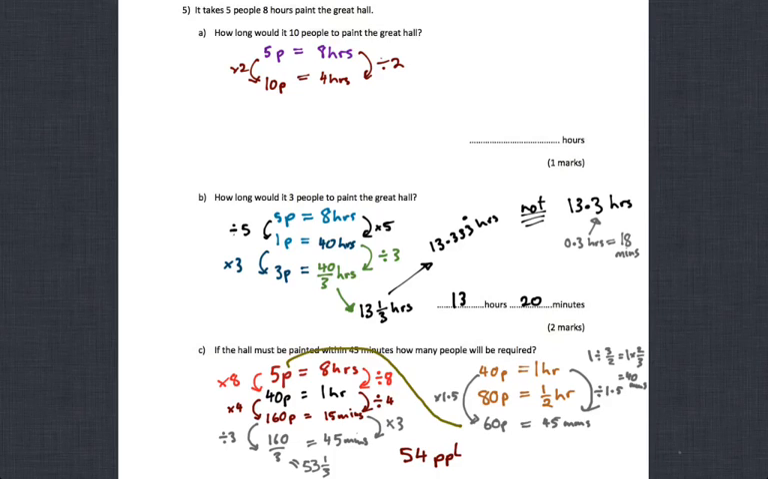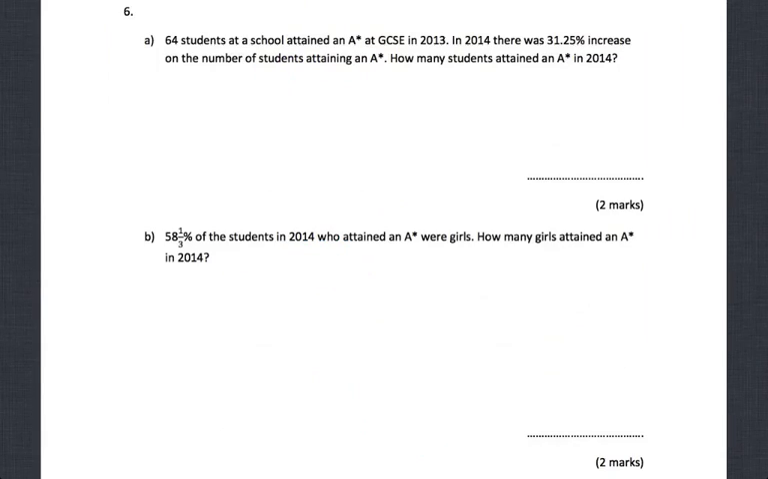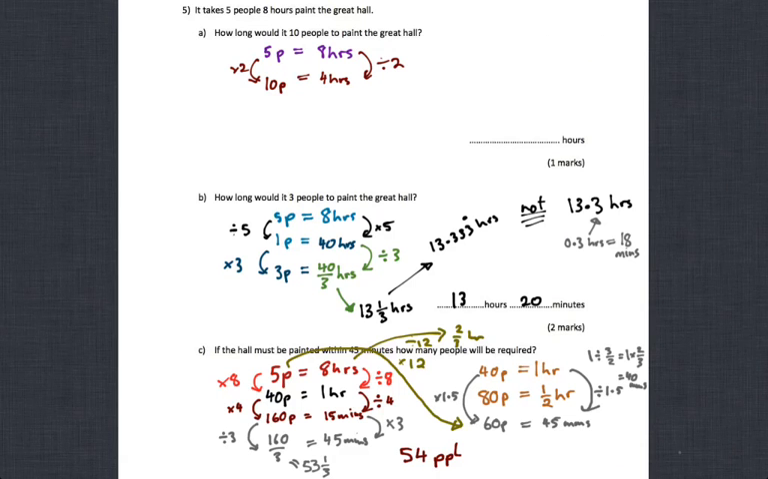Okay, another way to think about the same thing is to get from 5 people to 60 people, we would have times by 12. So to get from 8 hours, we would have divided by 12. 8 divided by 12 is the same as 2/3. 2/3 of an hour, as I said, is 40 minutes. Okay, good. We'll move on from this question then.